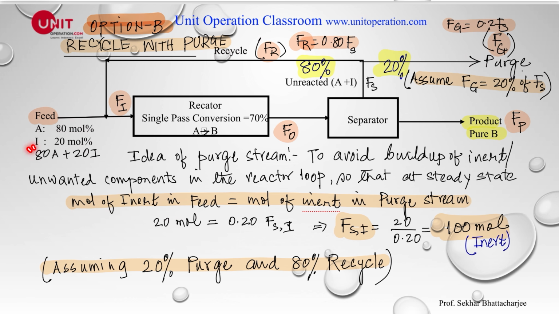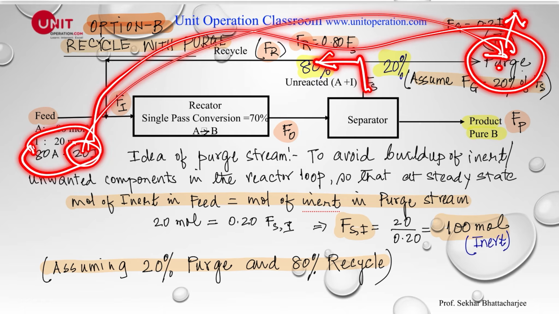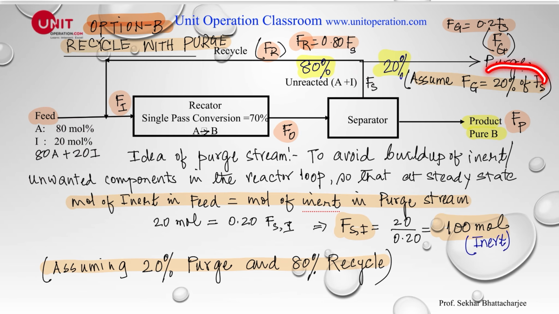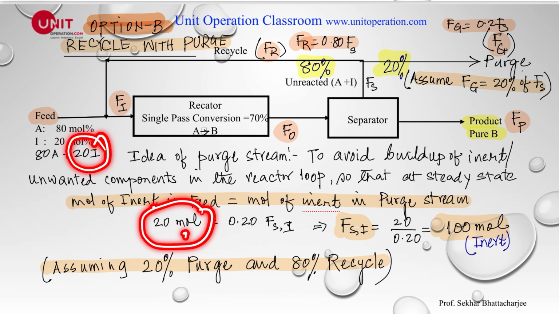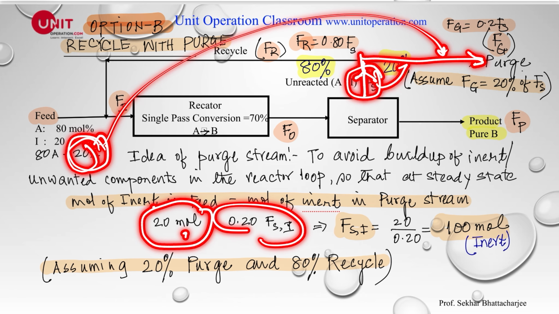So if I can design a system in such a way that at steady state in a continuous process, whatever amount of inert comes in will be purged, but some amount, of course, will be recycled. But this amount, 20% of I, will be the same as what is purged. Then, of course, there will not be any buildup of the inert in the system, and the reactor will work nicely. So the 20 moles of inert which is coming in here must be equal to 20% of that. These two should be exactly equal, so this must be equal to this. That means 20% of this must go here.